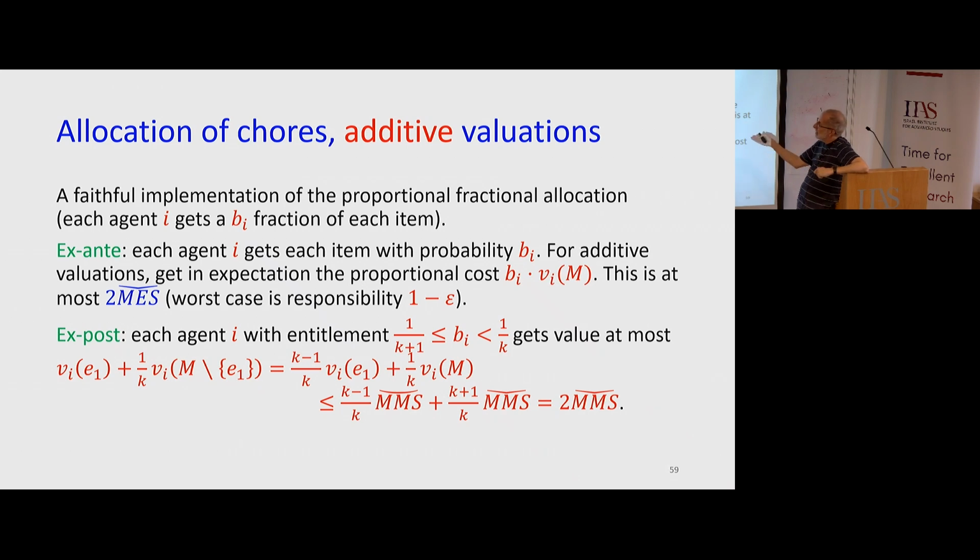So for this reason, and with some algebra, you get a factor of 2 approximation. It's pretty easy to show that you have a factor of 2 approximation if I did not round down my responsibility. Because of the rounding down, the proof is slightly more complicated, but not much more complicated. Okay.